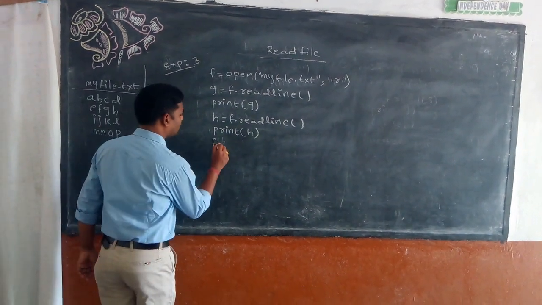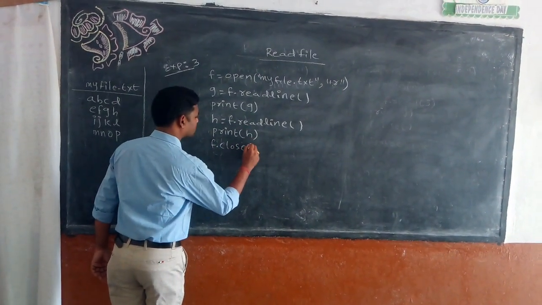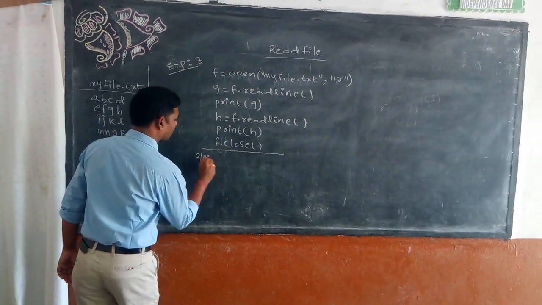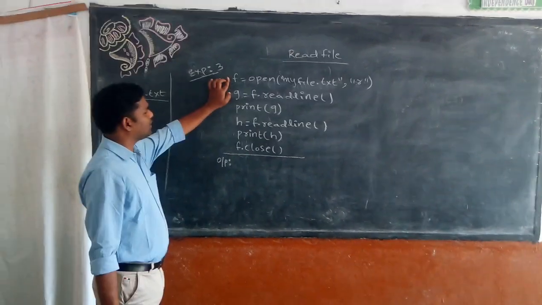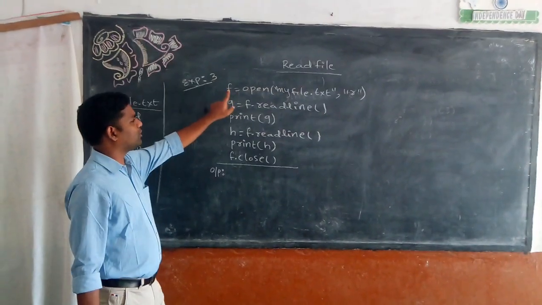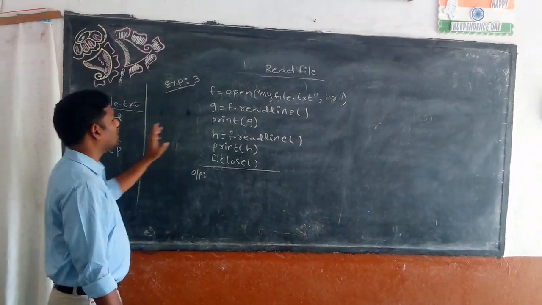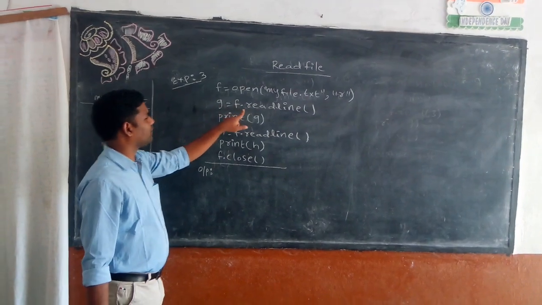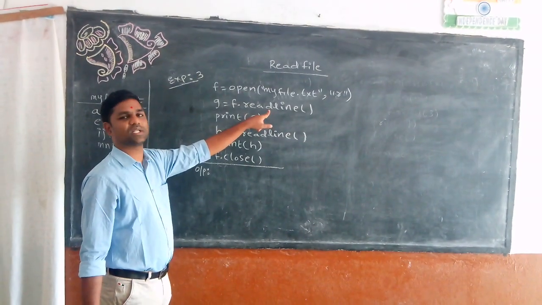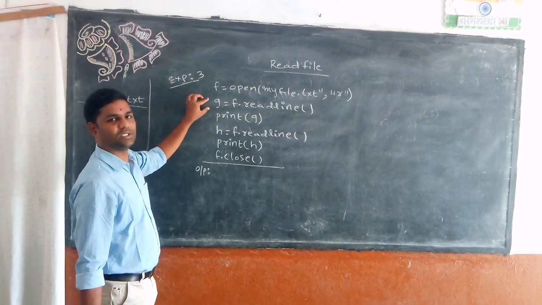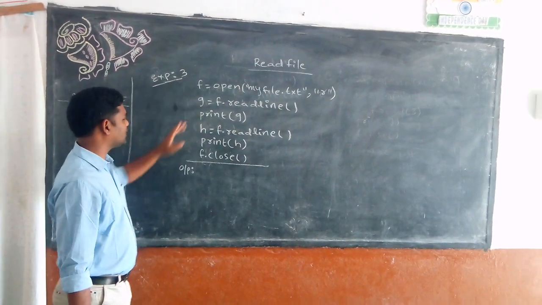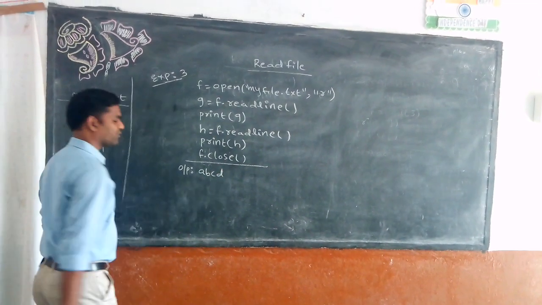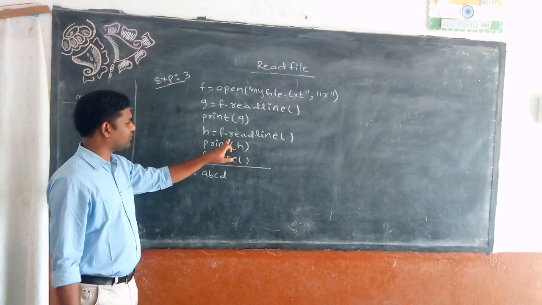Now I will close the file: F dot close. Whenever I execute this program, what output will I get? First, this line will check whether my file is available at the location. It's available, so it will open the file in read mode, and G is equal to F dot readline. The first line will be read and stored into the variable G, and I am saying print G. The first line content is A, B, C, D.